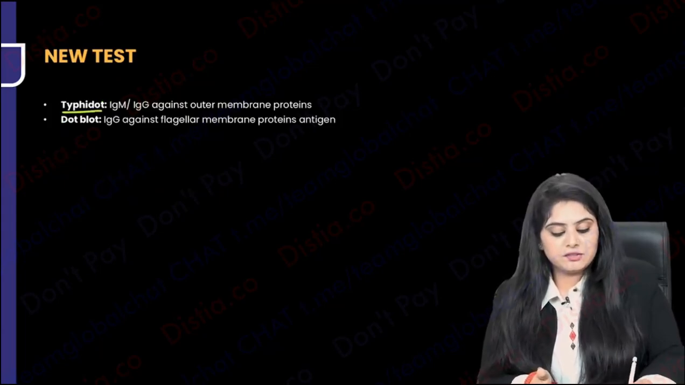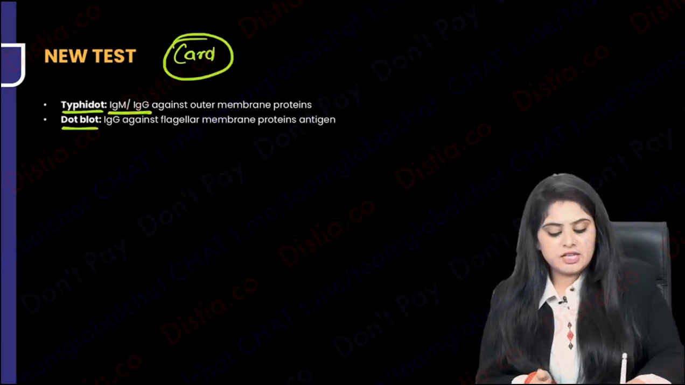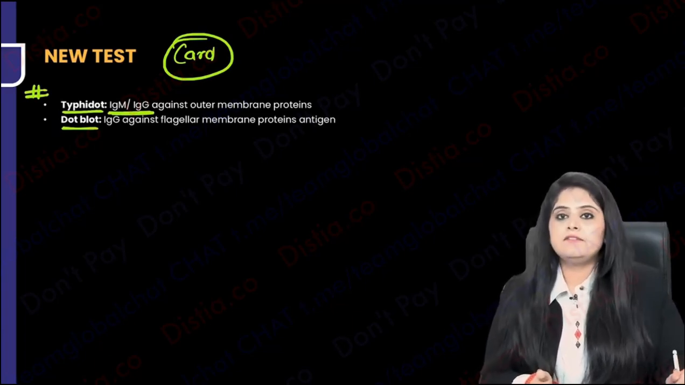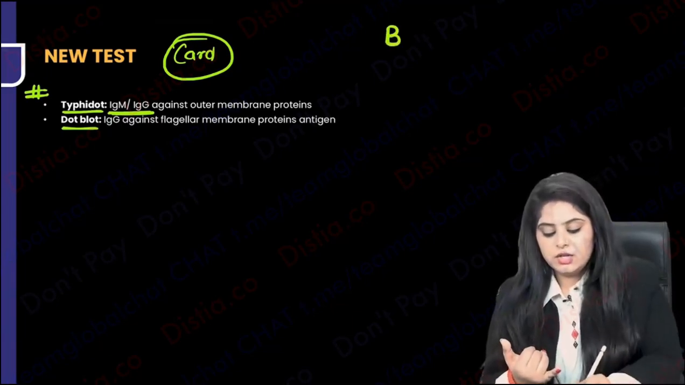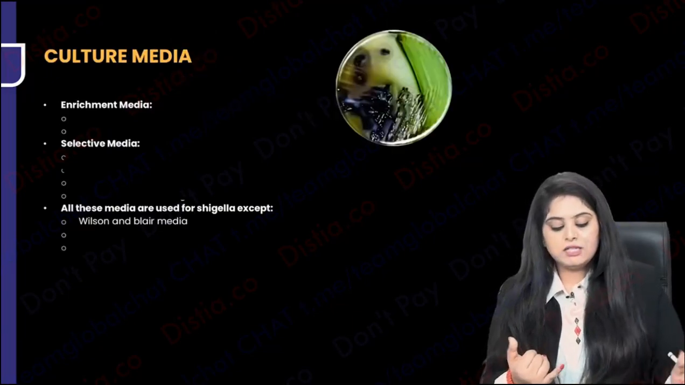So now we have new tests called Typhi dot and dot blot. These are basically card-based tests which can help you in knowing the antibodies. So nowadays what we are doing is the Typhi dot. So now what are you done with? You are done with the blood culture, you're done with antibody. If you have to do stool and urine cultures, what are the culture media?